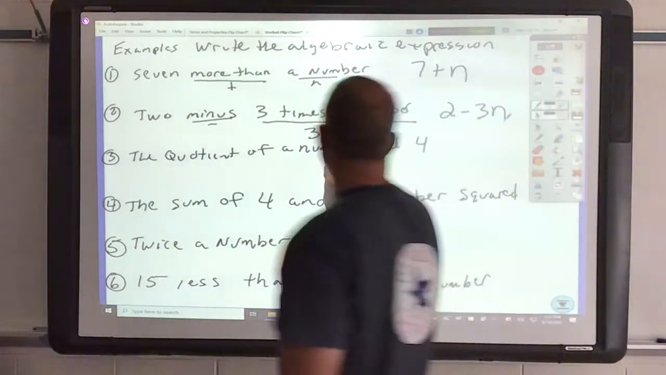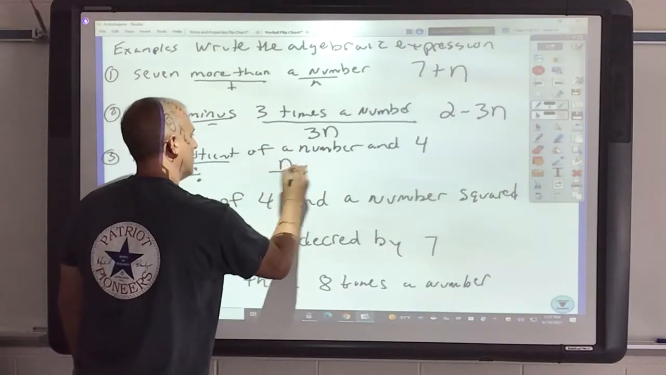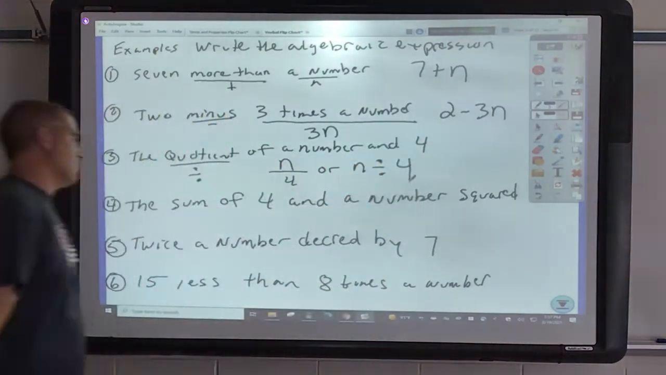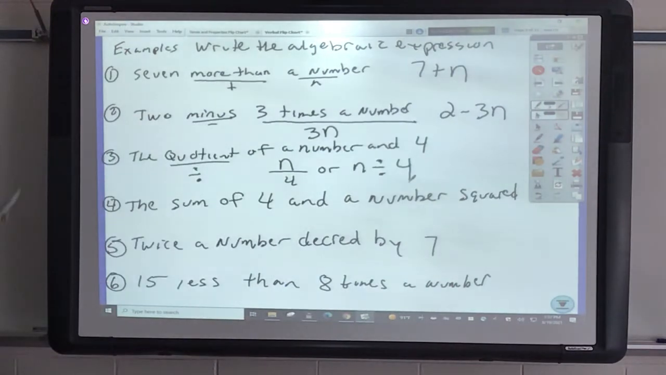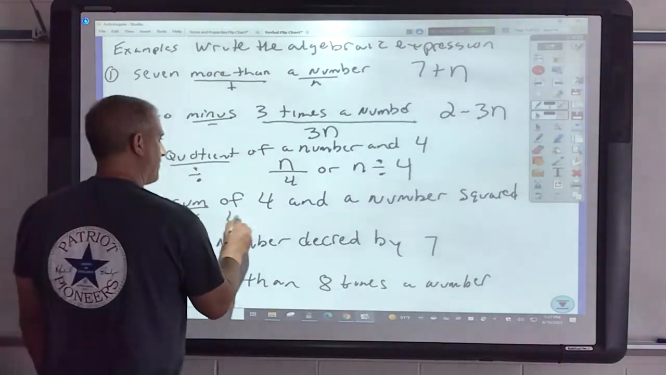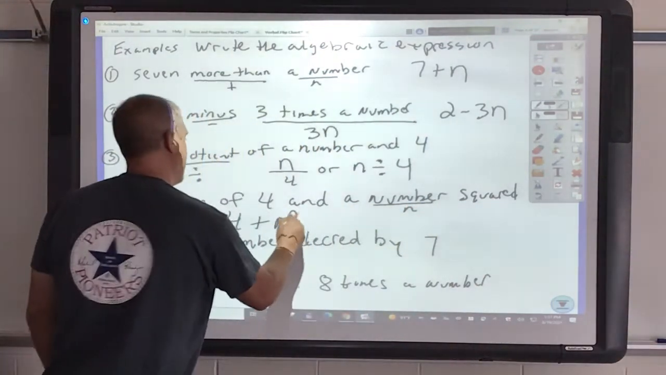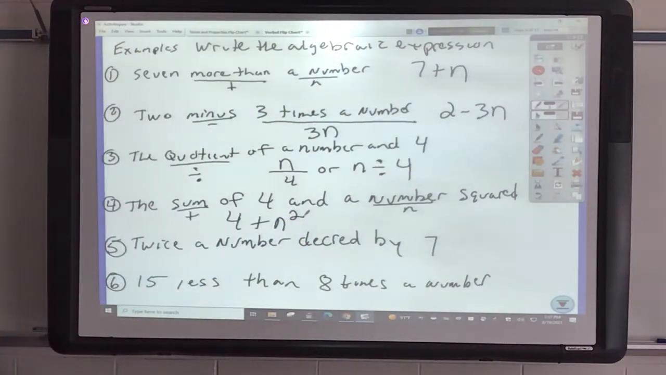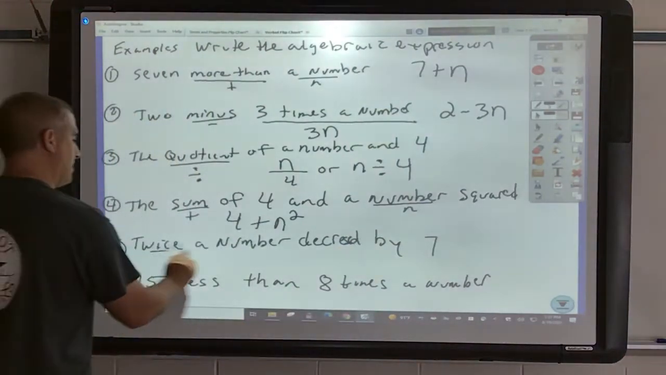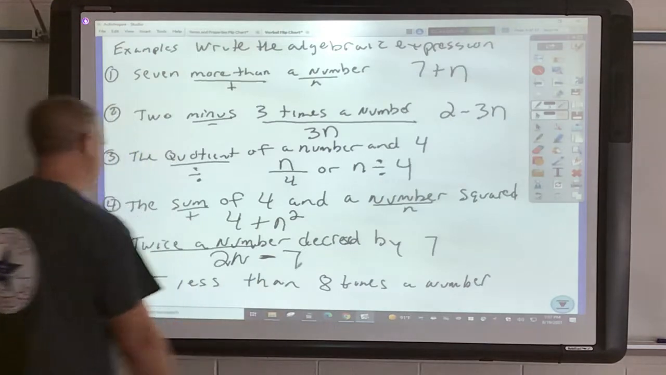The quotient of a number and 4. What does quotient mean? Division. So a number and 4, or you can write it as n divided by 4. Either one is fine. The sum of 4 and a number squared. Well, what does sum mean? Sum means add. So 4 plus a number squared, which is 4 plus n squared. Twice a number decreased by 7. So twice a number is going to be 2n. Decreased means minus 7.